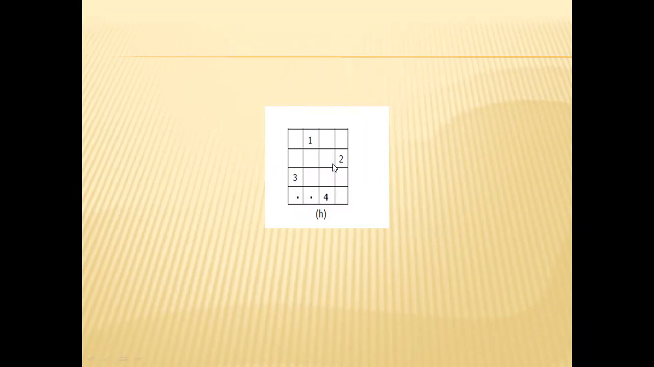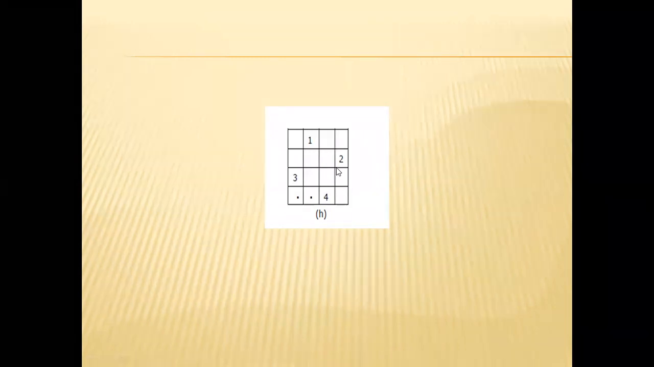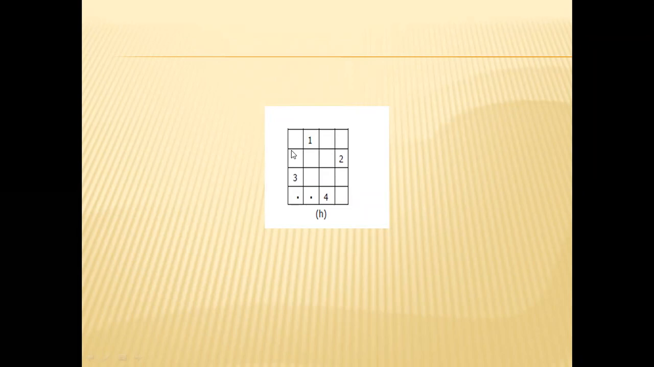No two queens are in the same row, same column, same diagonal. For the first queen, there is no queen in the same diagonal, same row, same column. Next, the second queen is placed in the fourth column, second row, fourth column. There are no two queens in the same row, same column, same diagonal.